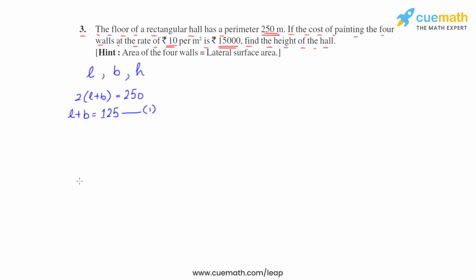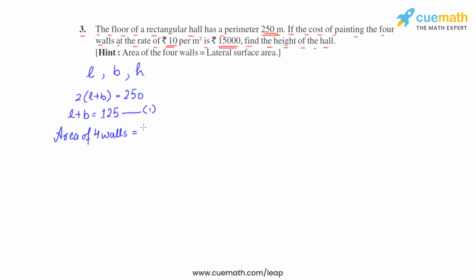Now the next thing they have given is the cost of painting the four walls at a rate of rupees 10 per square meter is rupees 15,000. That is, only the four walls are painted. So let's first find the area of the four walls. To find the area of the four walls, we will find the total area of the cuboid, and from that we will subtract the area of the ceiling, that is the top, and the area of the bottom, that is the floor.